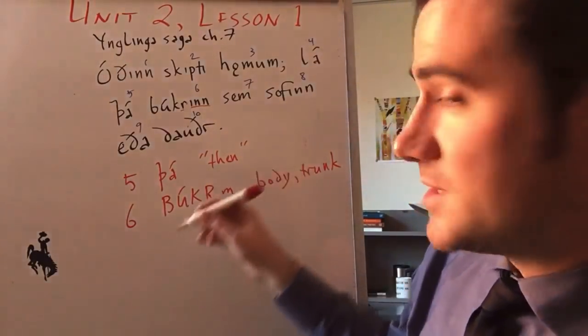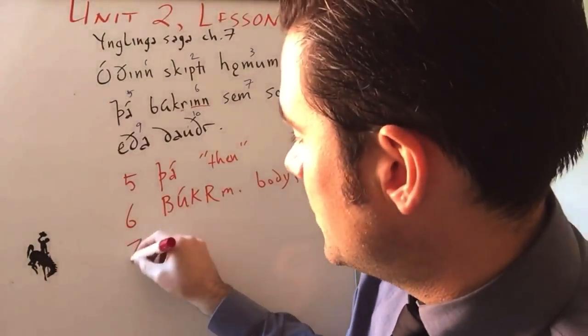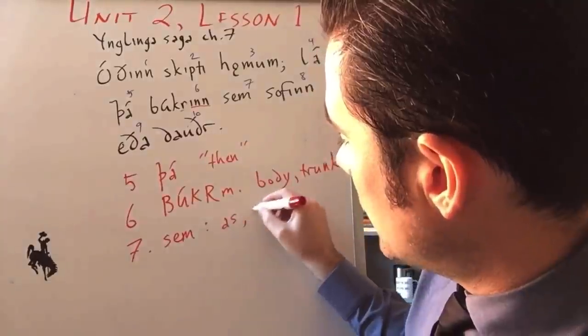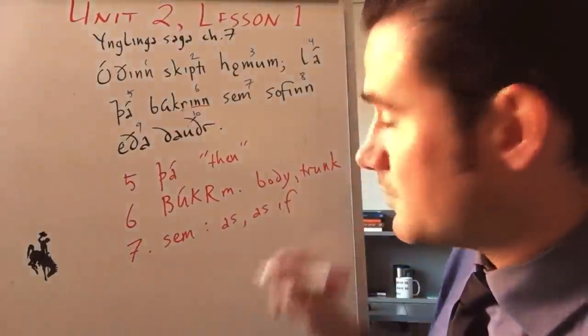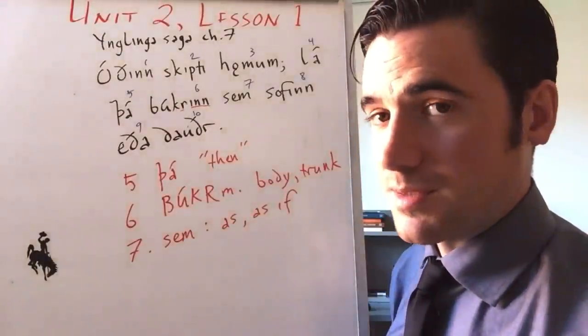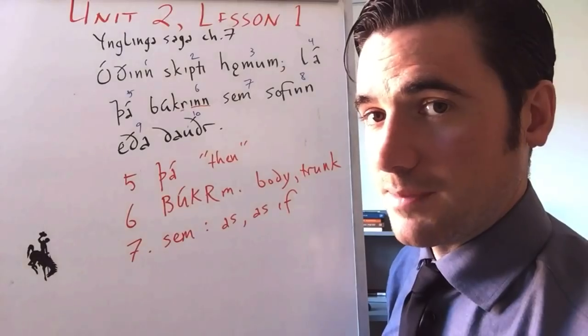All right. Seven, sem. Sem in Old Norse means as or as if. It has a lot more meanings in modern Icelandic, where it's a somewhat more important word, but we don't have to think about that for Old Norse.